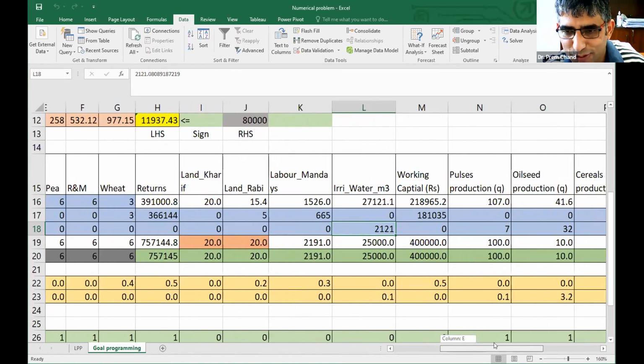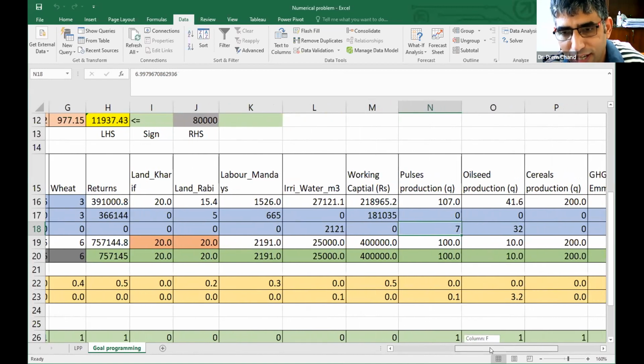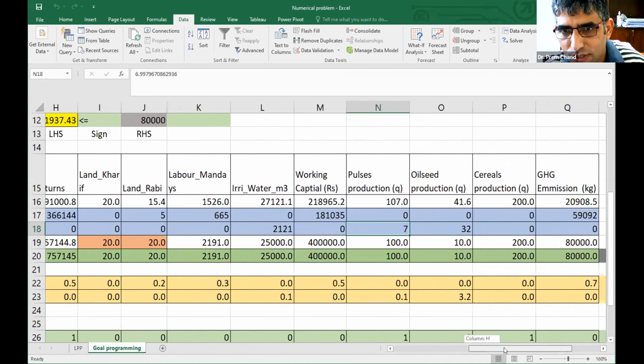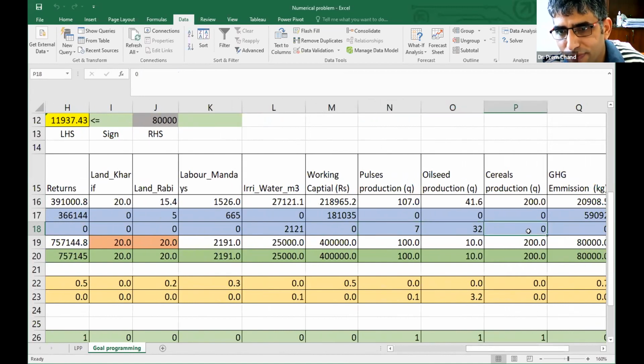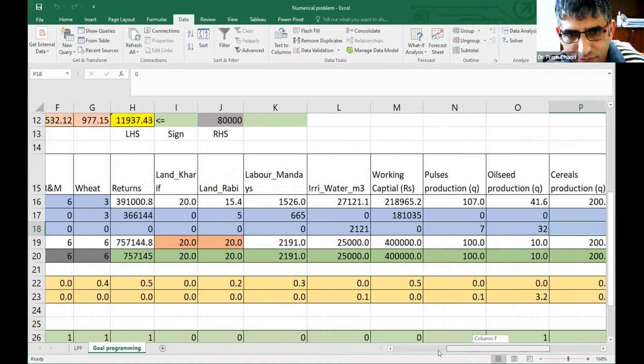He has to take additional water from his neighbor. Working capital, of course, is less than the pulses production. He cannot achieve this pulses production. Sorry, he can achieve. He is overachieving pulses and oilseed, and the cereal production is just achieving. Emissions is reducing it to very low, 20,000.